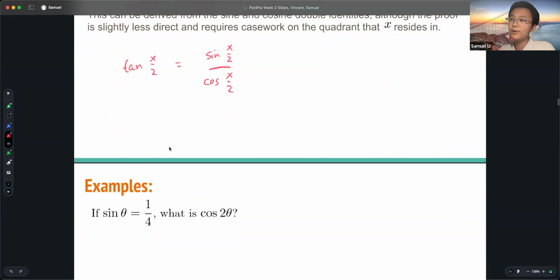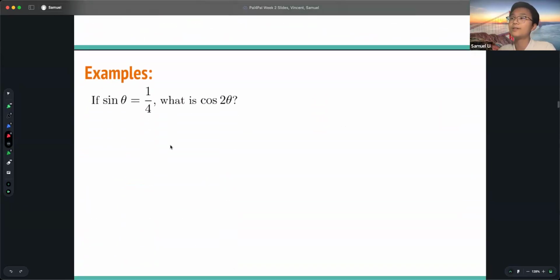Okay, so we'll just look at a quick example. If sine of theta is equal to 1/4, we're asked to find cosine of 2 theta. I'll just go over this because it's not a really difficult thing. We just use the double angle identities. So you get 1 minus 2 sine squared theta, on which we just plug this in.